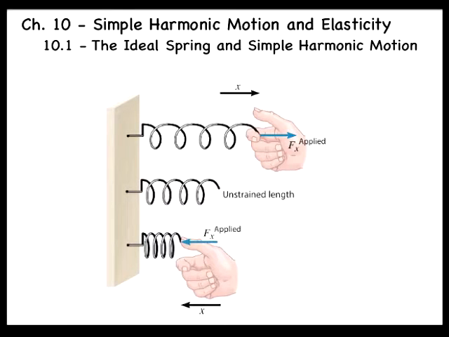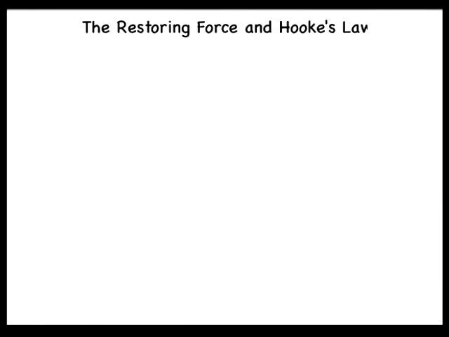This linear relationship can be expressed as an equation by introducing a proportionality constant k, so that we can write F_x applied equals k times x. The constant k is called the spring constant and has dimensions of force per unit length, and the units are newtons per meter. To compress or stretch a spring, a force must be applied to it.